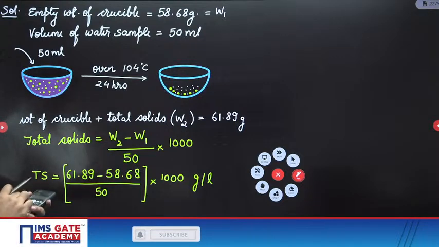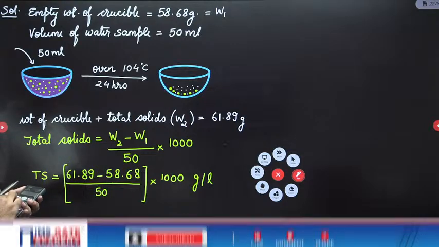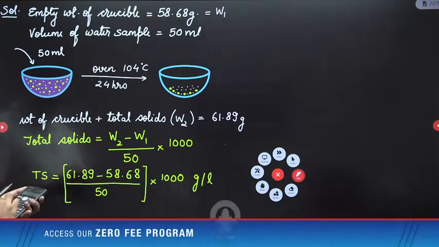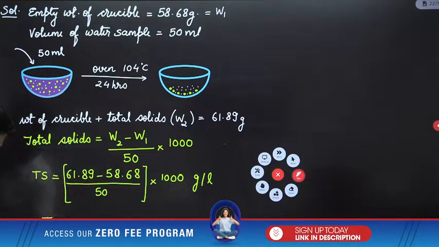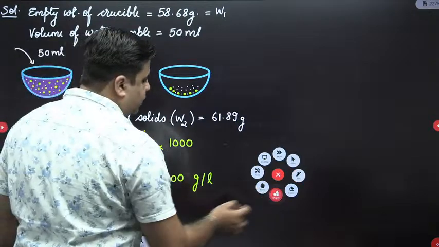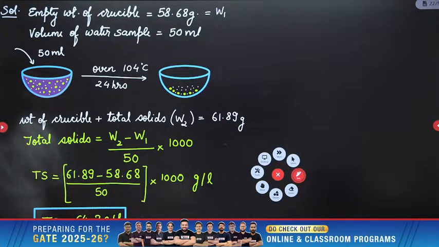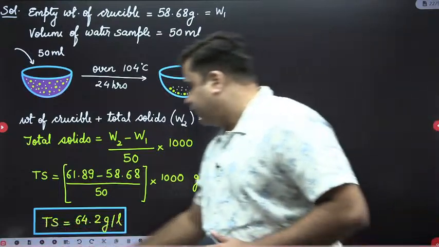So this is 61.89 minus 58.68 divided by 50 into 1000. So this will be 64.2 gram per liter. So total solid concentration is 64.2 gram per liter. Okay, sir. So first step is done. Very good Kirti, very good.